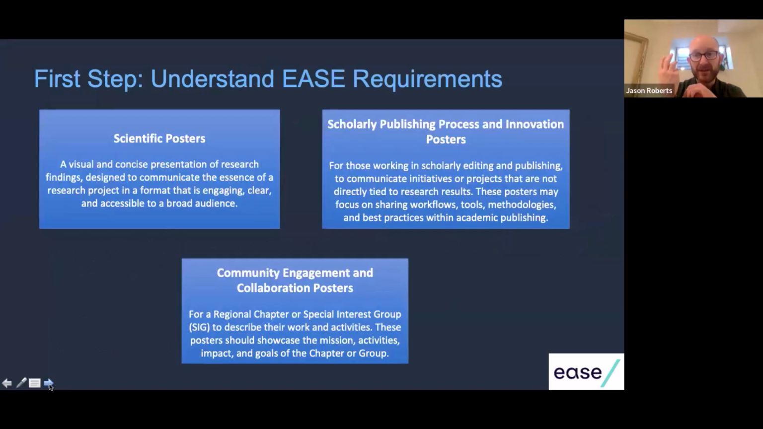So let's just understand there are going to be three classifications of EASE posters. So there are scientific posters. Those I think are pretty self-explanatory, but it could be maybe you're studying an intervention that you did to improve the quality of peer review. It could be measuring the outcome change based on maybe some clinical reporting that you were doing, changing in reporting of a clinical action in the scholarly publishing process.